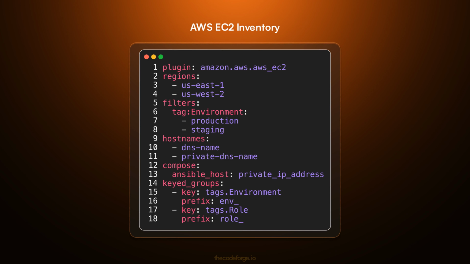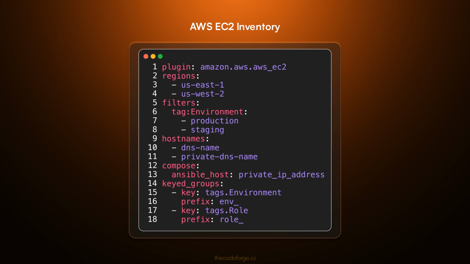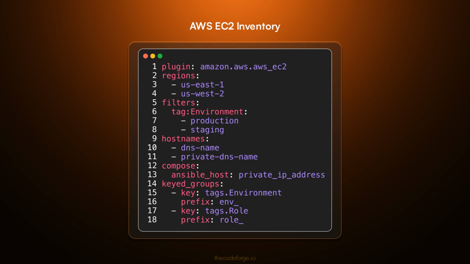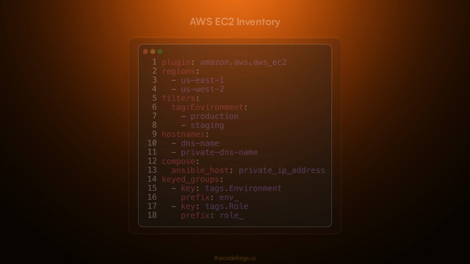Here's a dynamic inventory for Amazon Web Services Elastic Compute Cloud. It filters by tags, uses private IPs for Ansible connections, and groups hosts by environment and role. Test it with Ansible Inventory List.